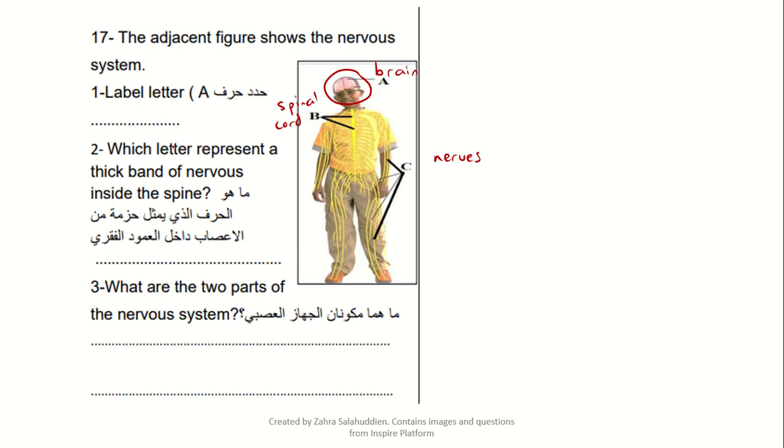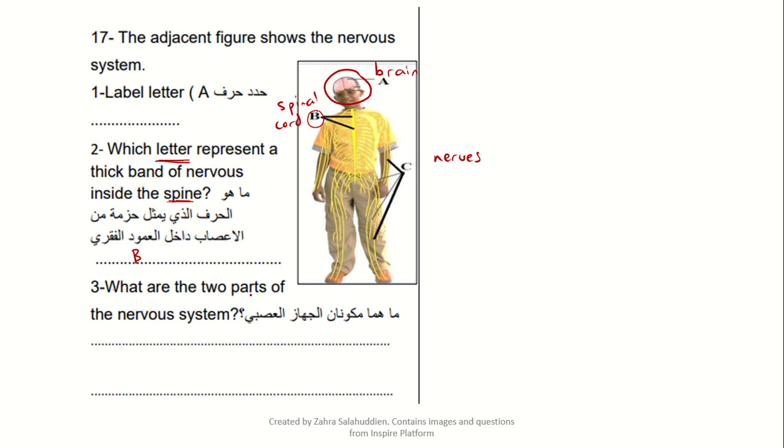Question 2 says, which letter represents a thick band? Letter, which means do not tell us the name, tell us the letter of the part that is made of the thick band of nerves in the spine. That would be B. Okay, if they asked you which letter represents the part that processes information, that would be A, your brain. Which part receives information from the sense organs, that would be C. You must know what each part does, okay?